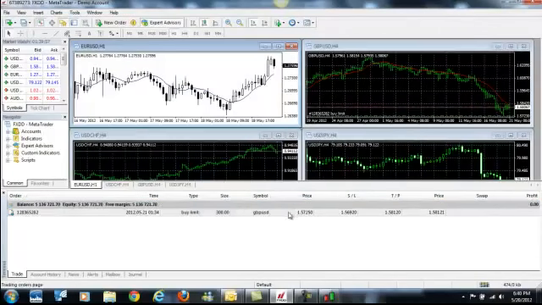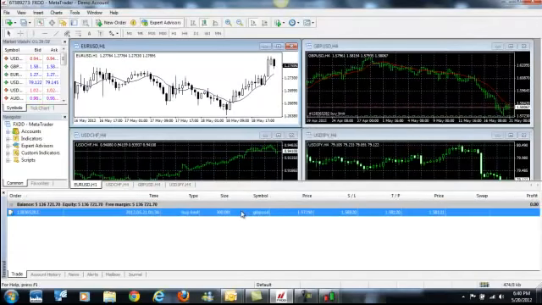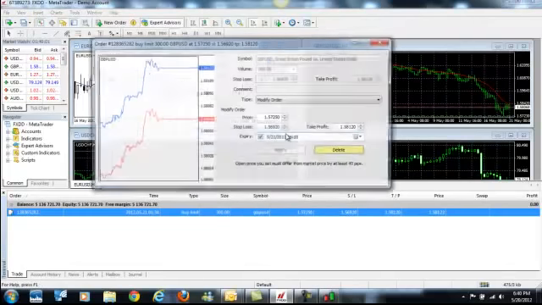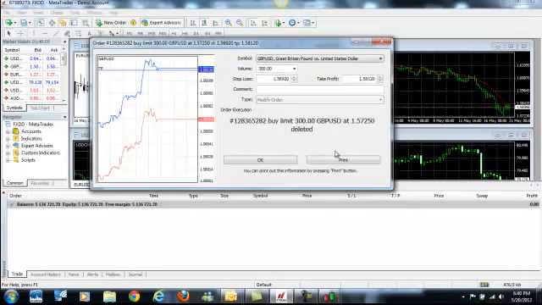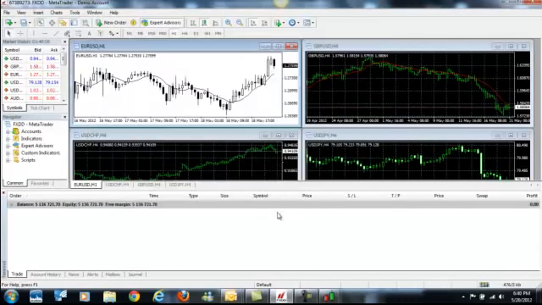You can also modify an existing order. If you have a pending order sitting here, you can right click, modify or delete. You can move your stops around, adjust your take profits, whatever you need to do. So that's pretty much it in a nutshell, folks. You should be able to understand that whole process.